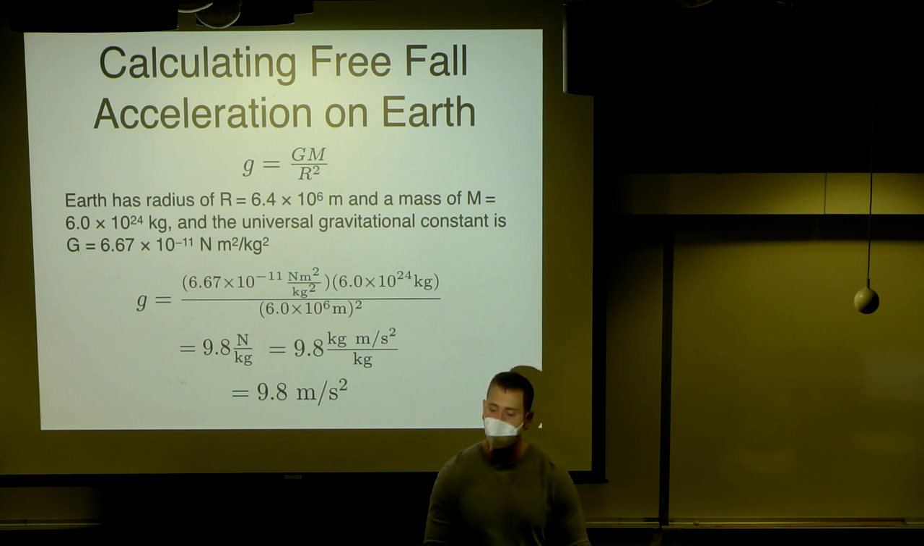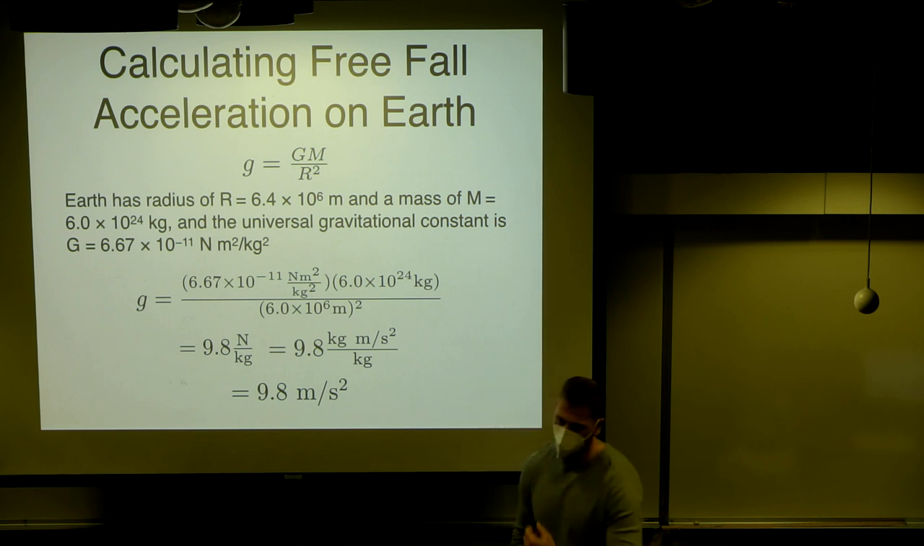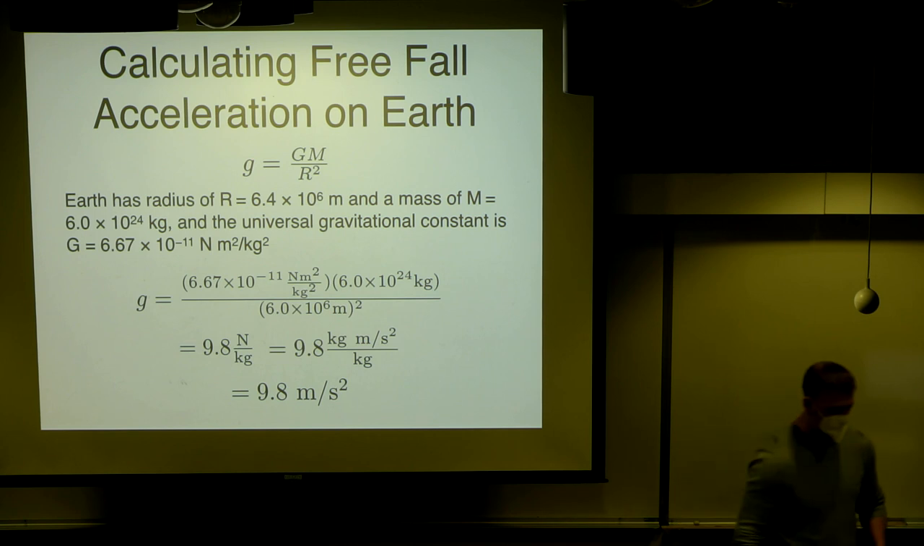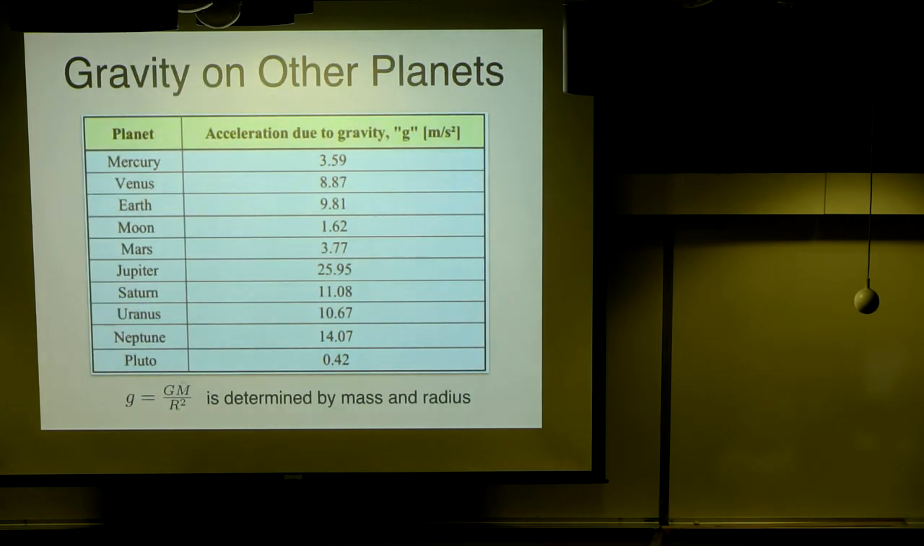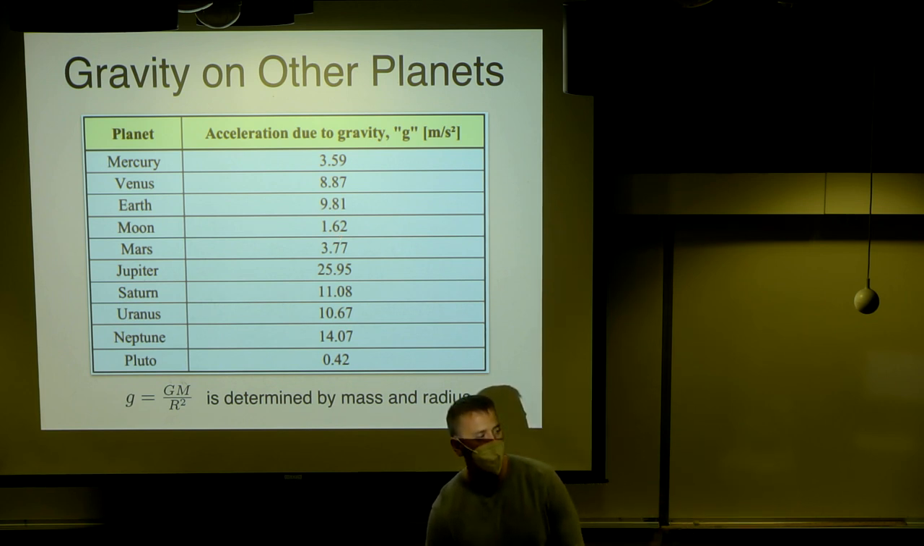Okay? It just depends on how massive the Earth is and how big it is in terms of radius. And this also explains, by the way, why if you go to a different planet, the strength of gravity, which we characterize with this number little g, has a different value. Let's just look at this table real quick to see some of the common values. So we've got Earth. If we were to go to the moon, we would have 1.62 meters per second squared for our free fall acceleration.